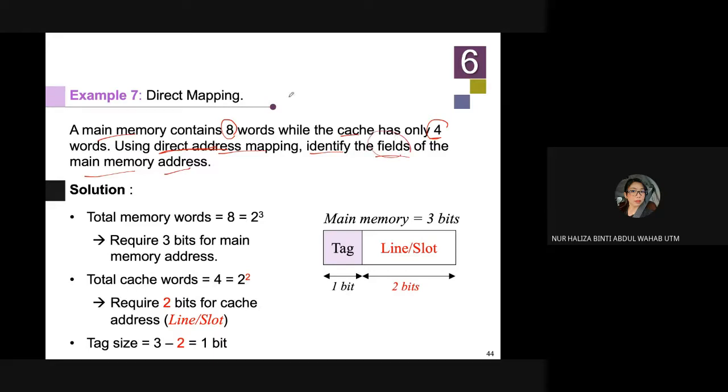Okay, let's say you have a main memory. Yesterday we looked, whenever we have something in numbers, we're going to make it to the power of something. Over here to the power of 3, and this one is to the power of 2. So we want to see the bits. How many bits for your main memory? How many bits for your cache? Now you will see you will require 3 bits for your main memory and 2 bits for your cache. And for the cache words, it is also known as a cache address or a line or slot.